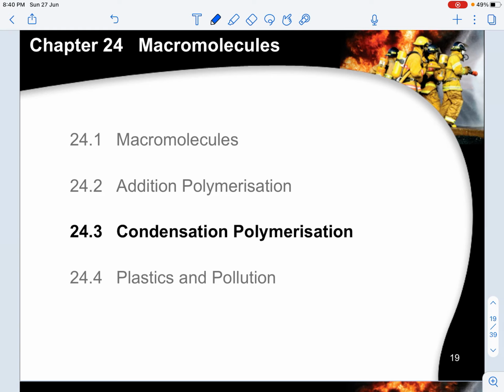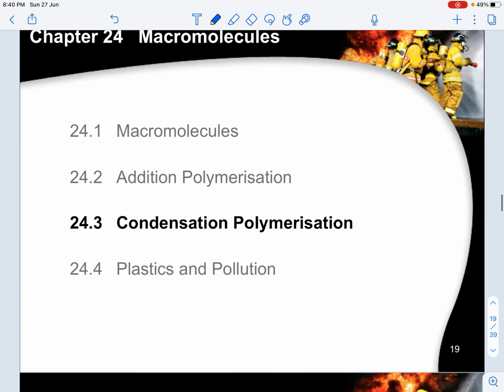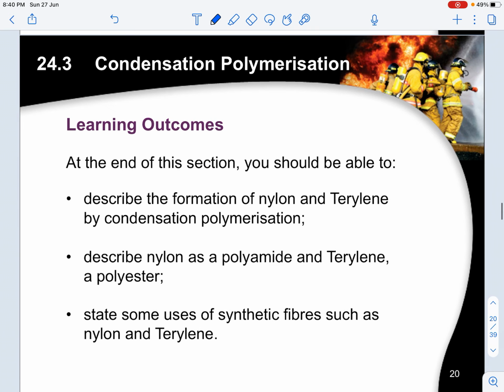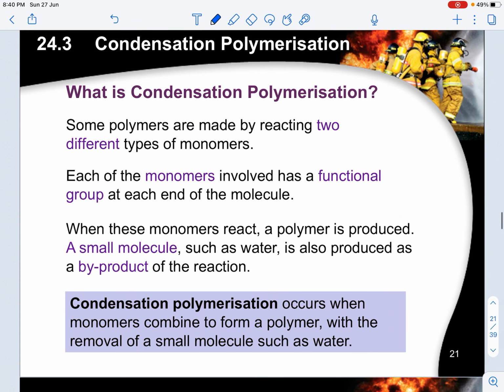So we have already talked about addition polymerization that involves mainly alkenes. What about the rest? We look at condensation reaction. Condensation occurs when monomers combine with the removal of a small molecule, and this small molecule is water. So when it comes to water, we look at H2O.